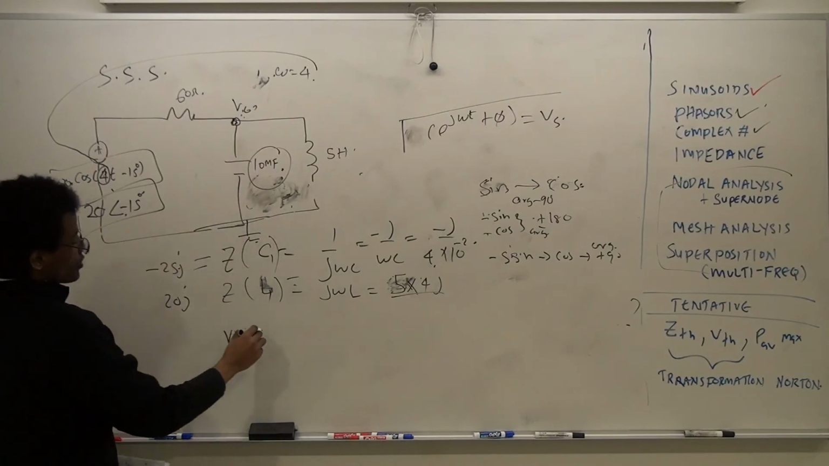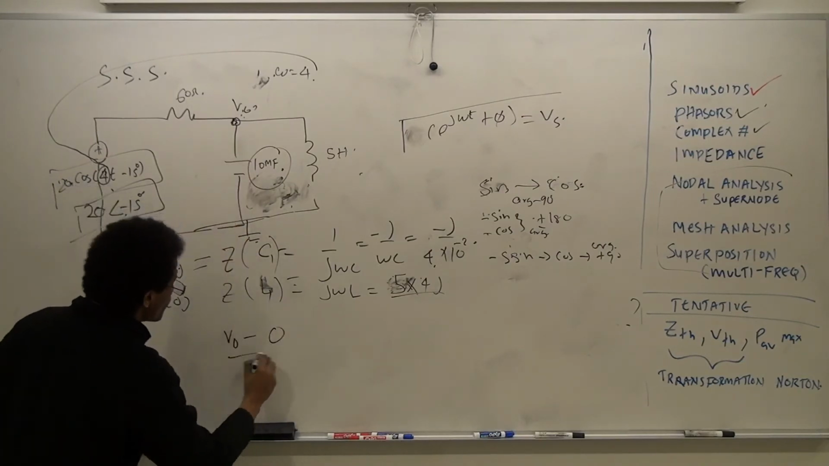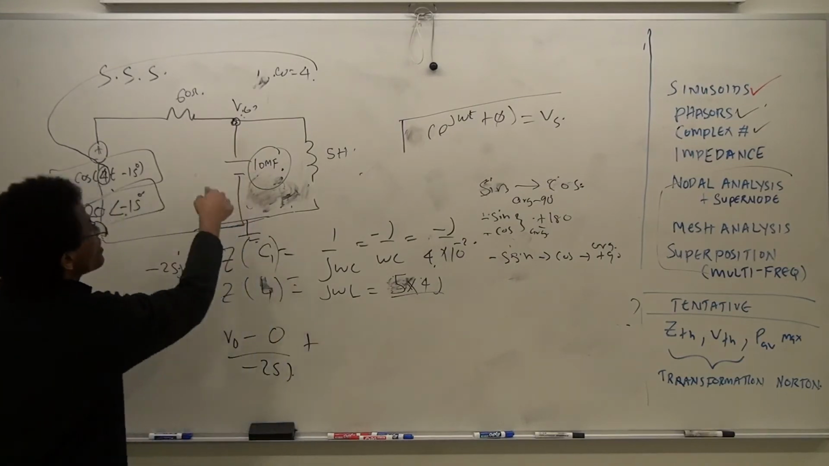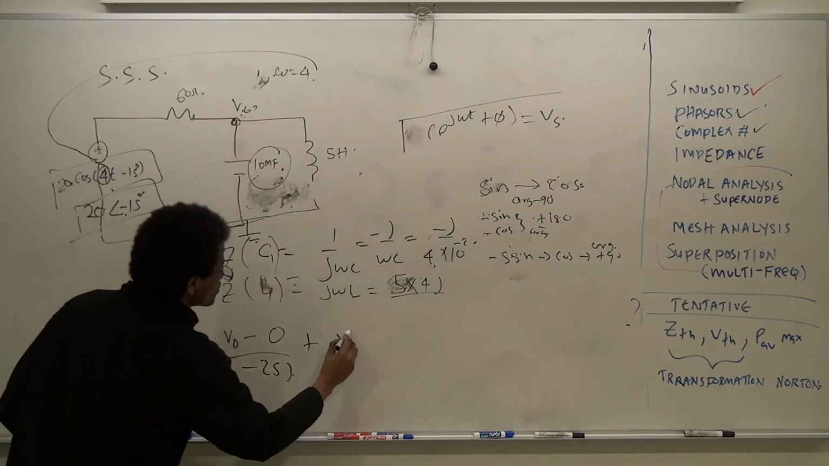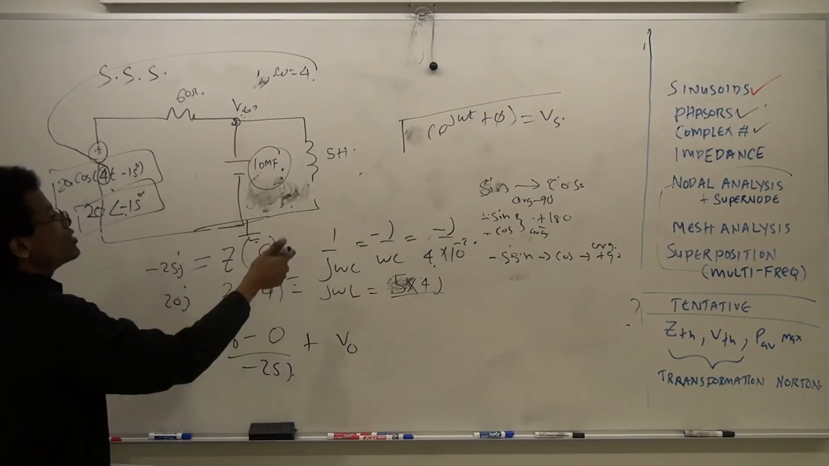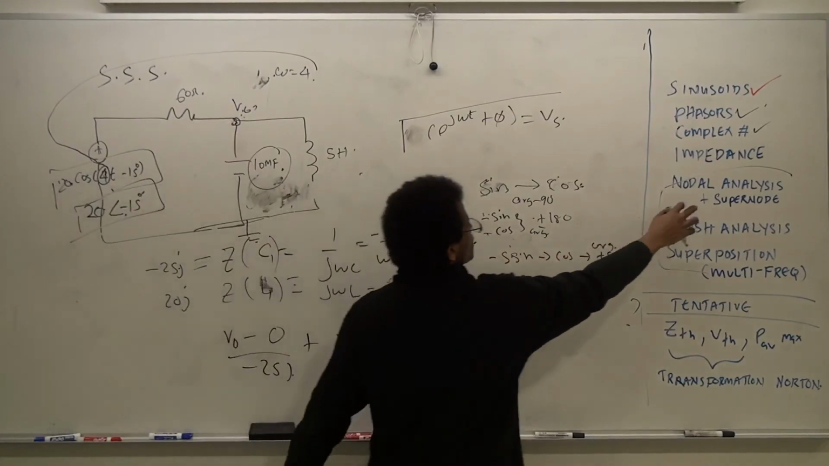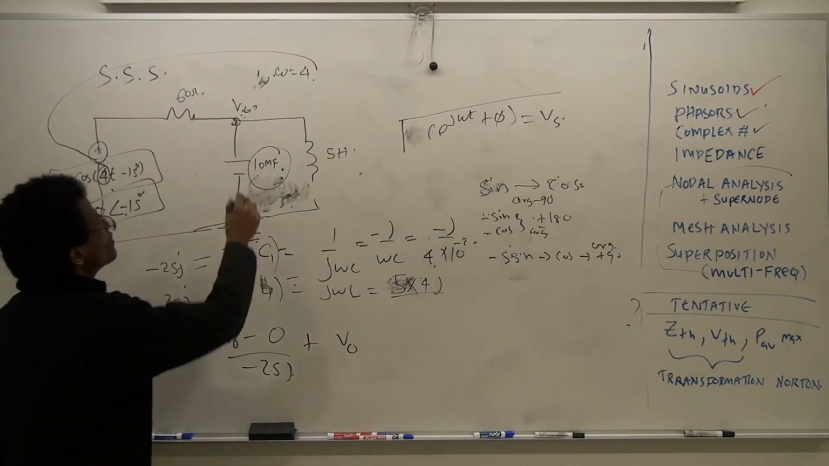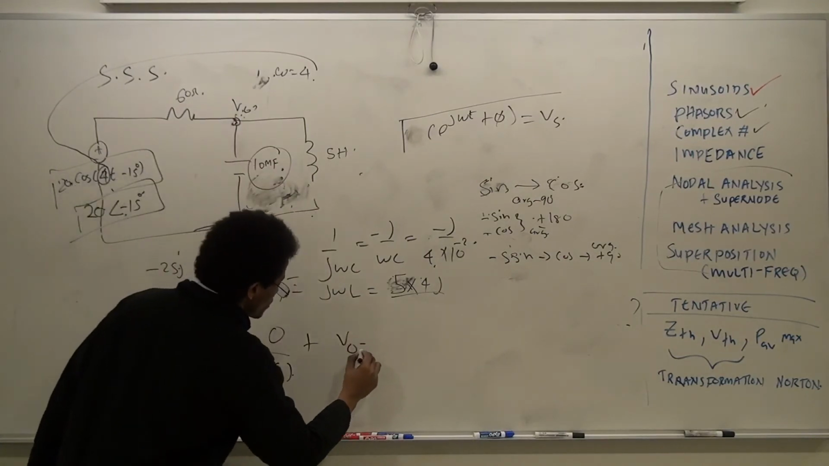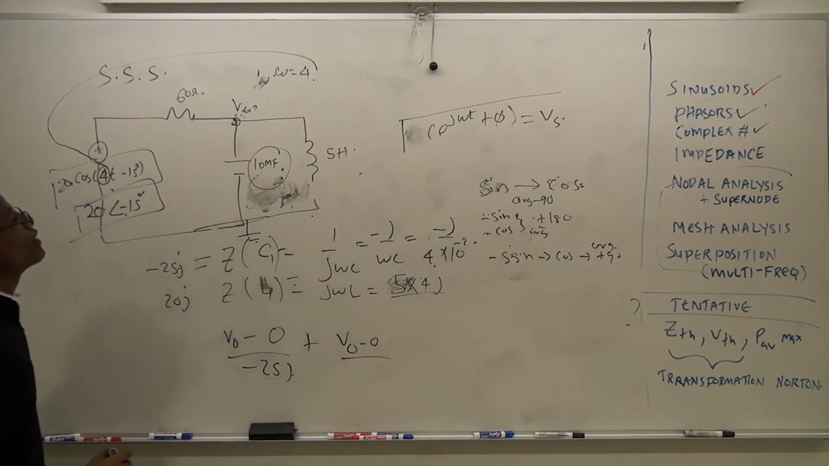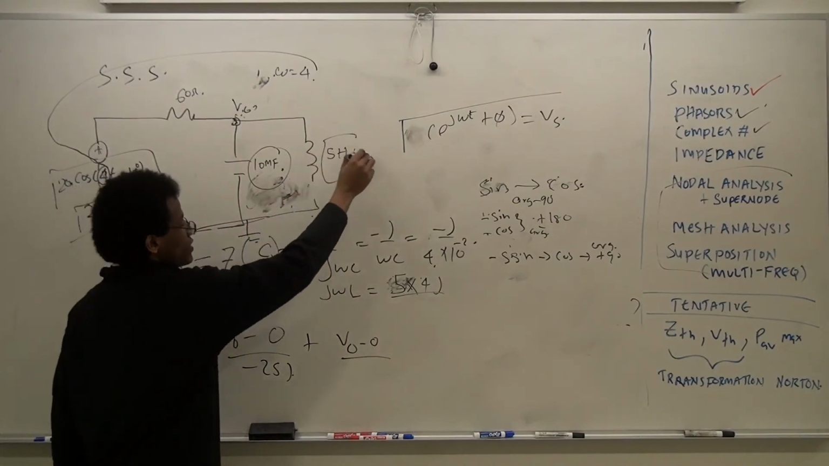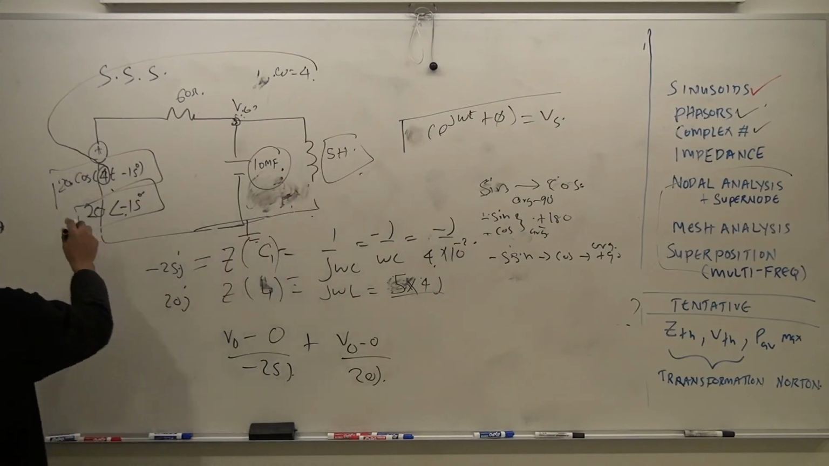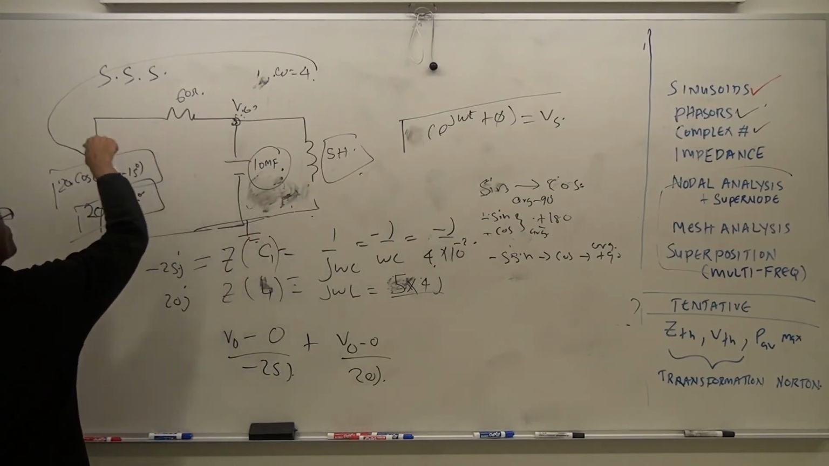Minus 25j, so Vo minus 0 over minus 25j, plus, can someone now give me the next one? Vo minus what? We're doing nodal analysis. So Vo minus 0 over what? What's the impedance of the inductor? 20j. 20j is the impedance of the inductor, as we found out. And then Vo minus the voltage source.